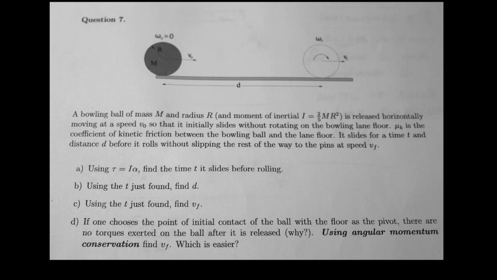So rolling without slipping. And we're going to find the time, the distance, the final velocity of the center of mass with respect to the initial velocity of the center of mass. And we're going to do that following a format that's given in this problem, which I stole from Dr. Brown. And we're going to finish by finding the velocity at the center of mass by just using a different technique, which makes it much easier.